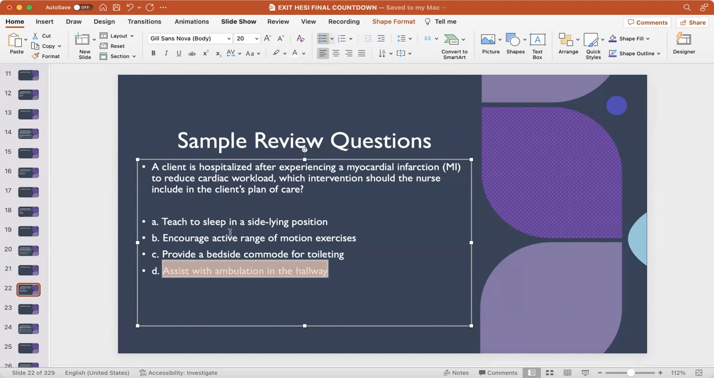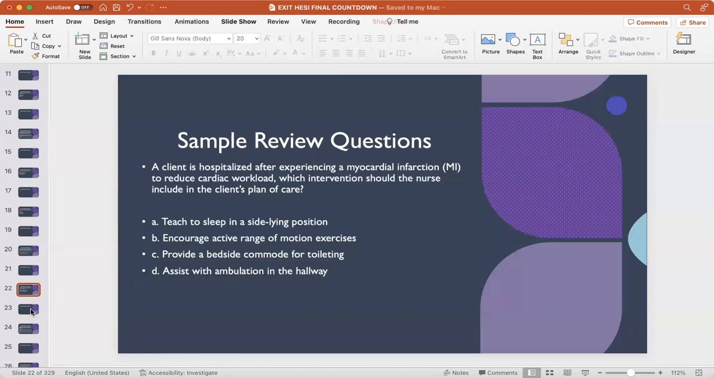Teach them to sleep in a side-lying position. What is this going to do for cardiac workload? Uncomfortable. So what about encourage active range of motion exercises? Is this going to increase the workload or decrease the workload? Increase. So all that's left, one of these things is not like the other, one of these things does not belong, is C. Provide a bedside commode for toileting, because that will decrease the workload because they won't have to walk all the way to the bathroom. Easy peasy lemon squeezy.